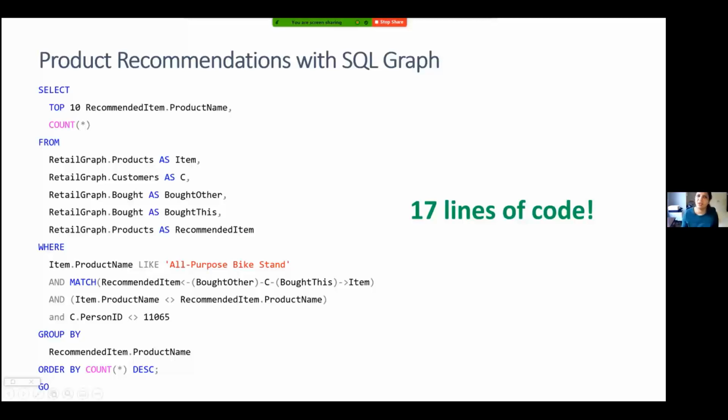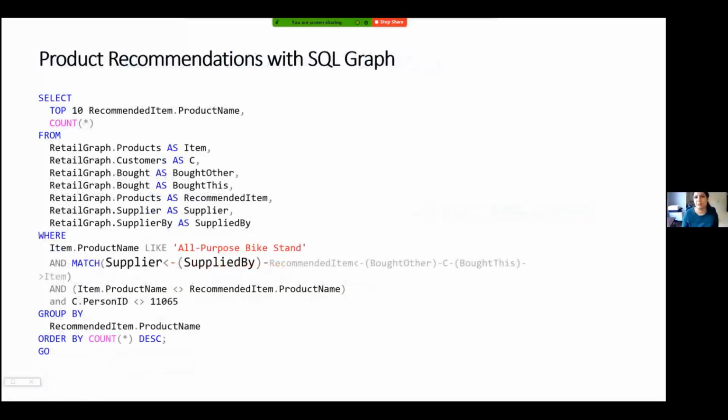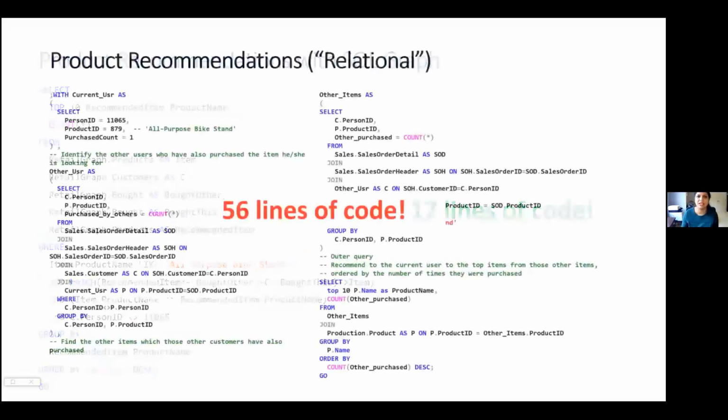Now, extending this query is also very straightforward in graph implementation. Let's say you want to find out the suppliers who have supplied the recommended items in your schema. Imagine extending the relational query for that. You will have to write another CTE for that supplier, get that information, combine it, and join it with the data here. Extending it again will be some work.